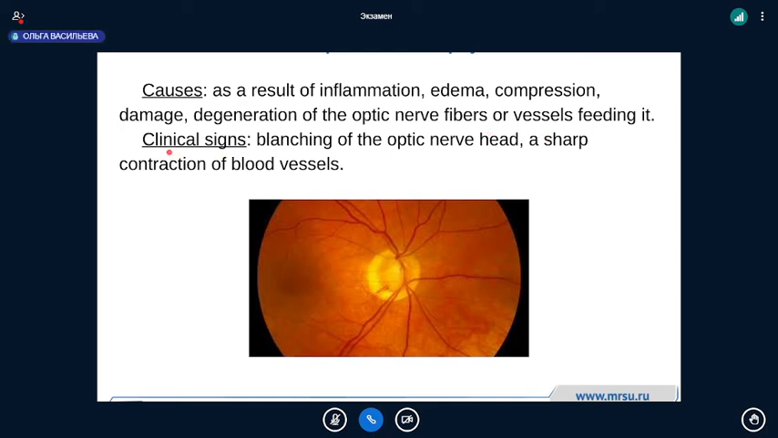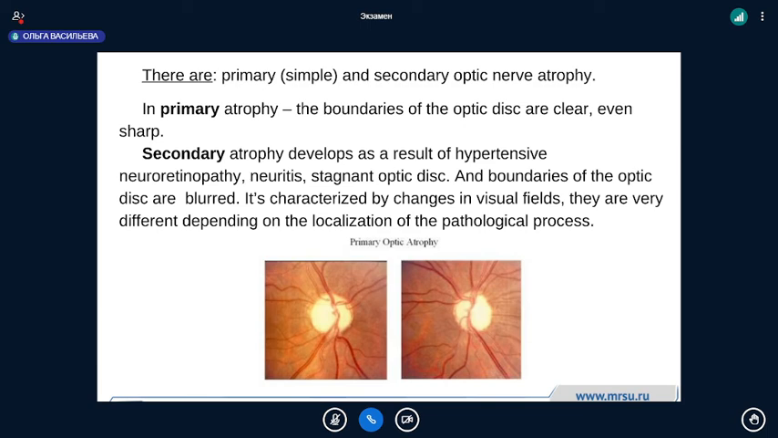Clinical signs. Blanching of the optic nerve head, a sharp contraction of blood vessels. So the optic disc is pale, and sometimes it's white color. The optic disc atrophy can be of two variants, primary and secondary.